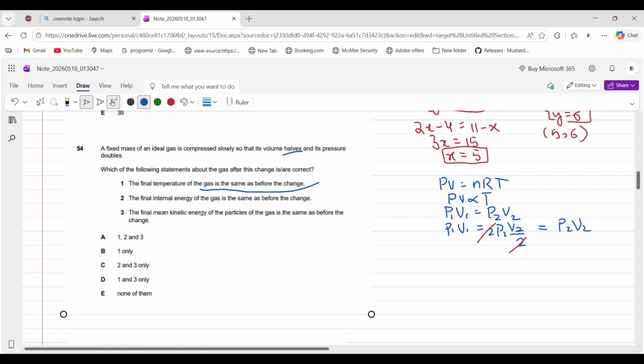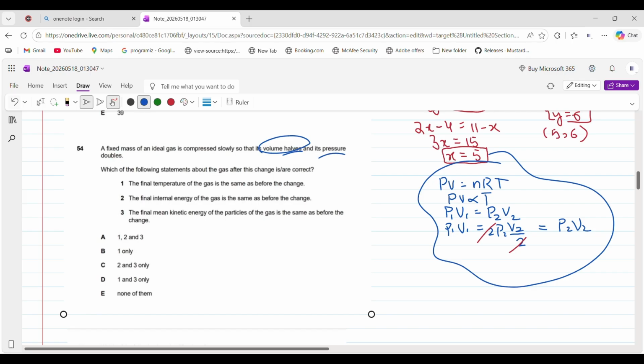The final temperature of the gas is the same as before. So basically, in this entire scenario, we have compared pressure and volume. See, volume halves, pressure doubles, which means pressure is inversely proportional to volume. And this comparison between volume and pressure is only given in Boyle's law, where temperature is constant, right? So the initial temperature would be equal to the final temperature as well, which means our first option is correct. Let's see if our second option is correct too.